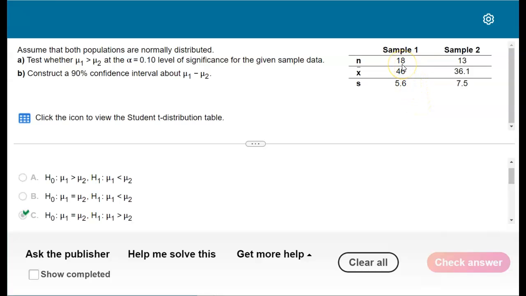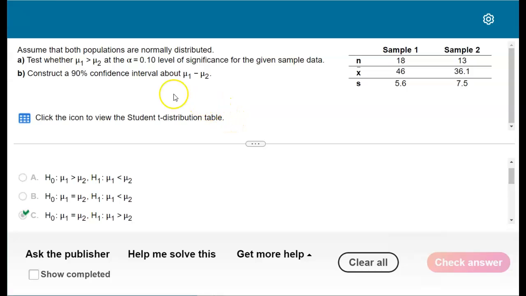We have the n for each sample. We're told they're normally distributed because the requirement is that n is greater than or equal to 30 for each one, or the populations are normally distributed. So we are able to perform a t-test on this, and we're going to test whether the mean from the first one is greater than the mean from the second. So we're doing a right-tailed t-test at a 0.1 level of significance. And then we're also going to construct a 90% confidence interval, and we're going to do this using StatCrunch.